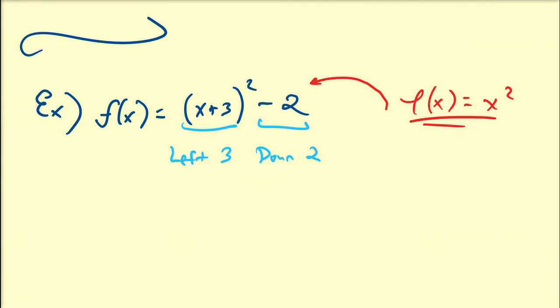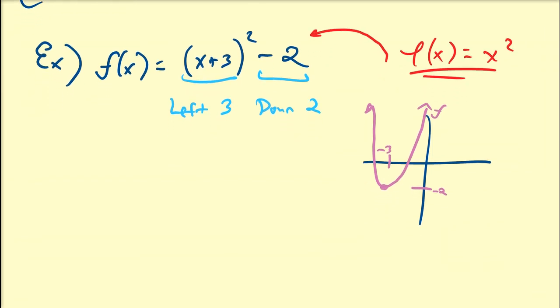So if we were to graph f in this case, we would go to the left 3 units, down 2 units, so that would be the location of the vertex. And then, so if this is minus 3 and this is negative 2, then we have this parabola here. And that would be the sketch of f.